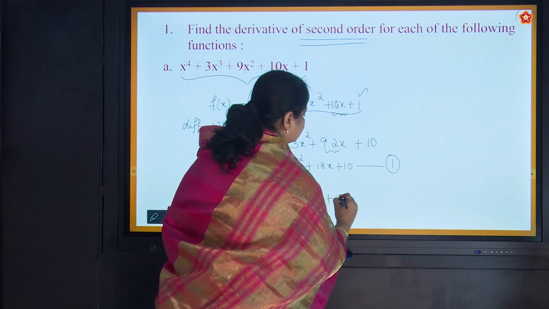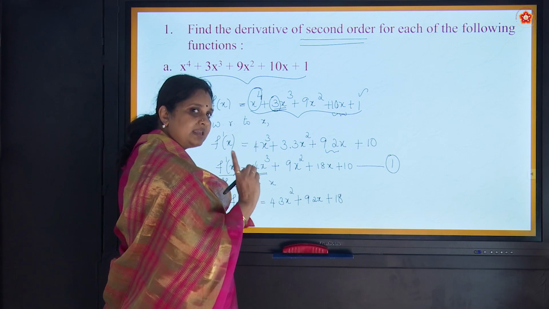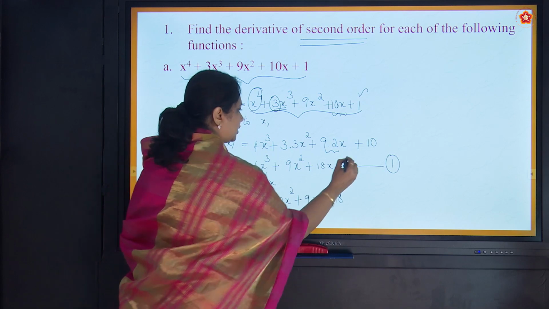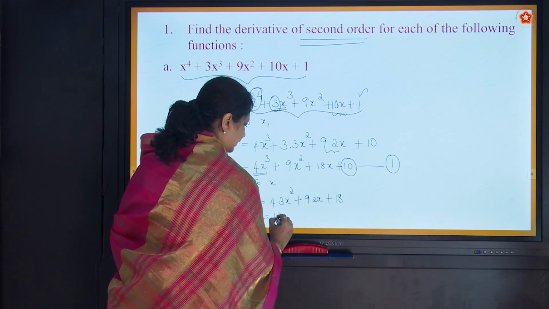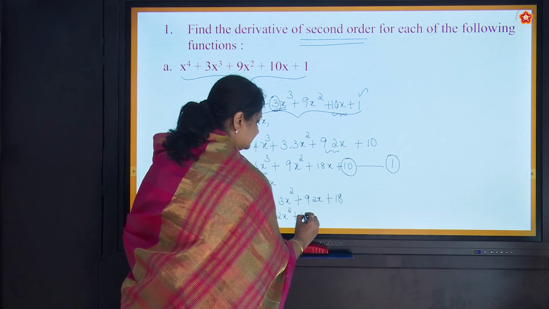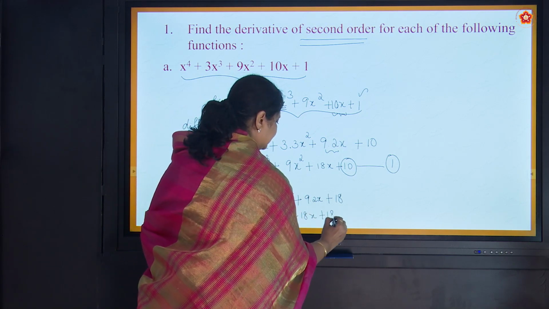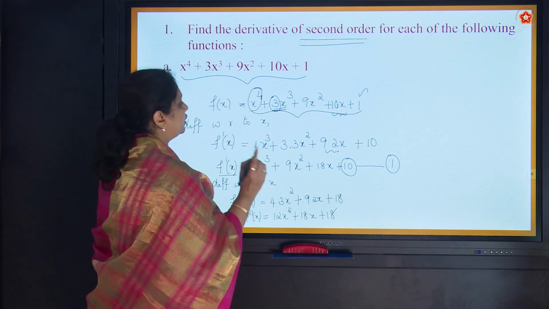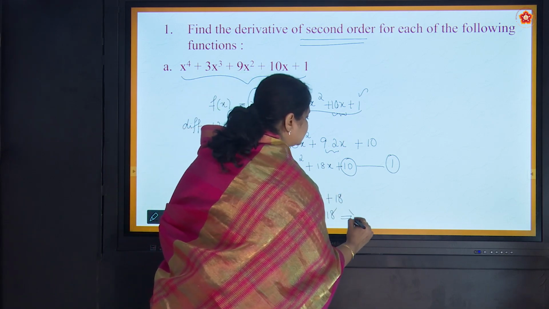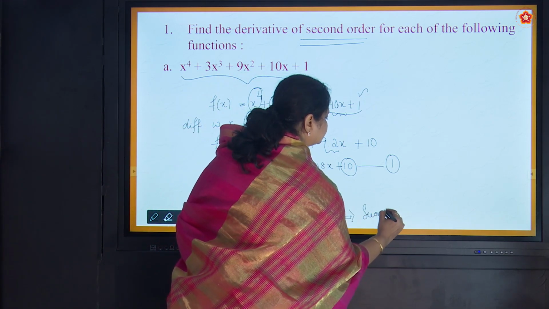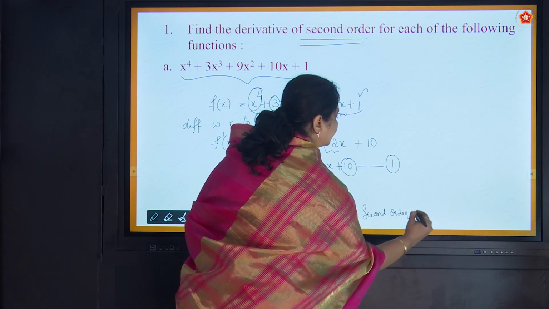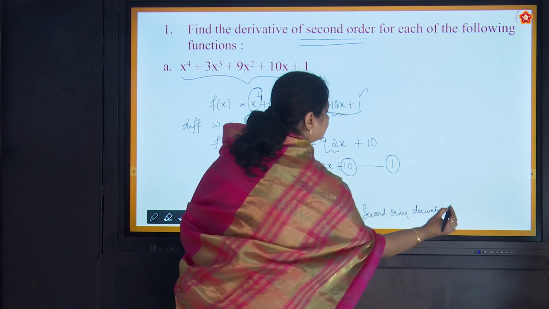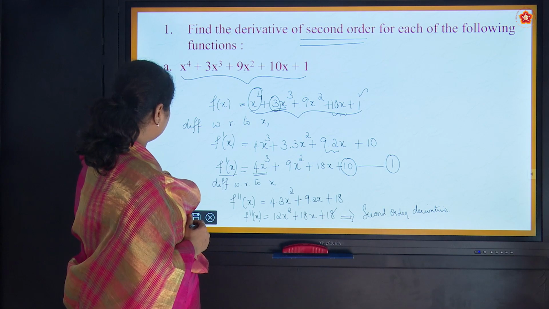Plus 18x on differentiation gives you 18, because x on differentiation always gives you 1. Plus 10 gets nullified because it's a constant term. So here you have 12x square plus 18x plus 18. That's going to be your f double dash of x, or your second order derivative. So this is your second order derivative. I hope you all understand. So let's move on, solve more problems.